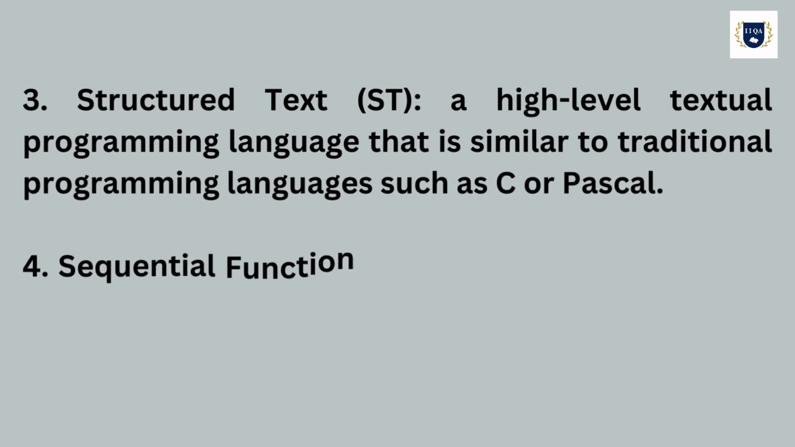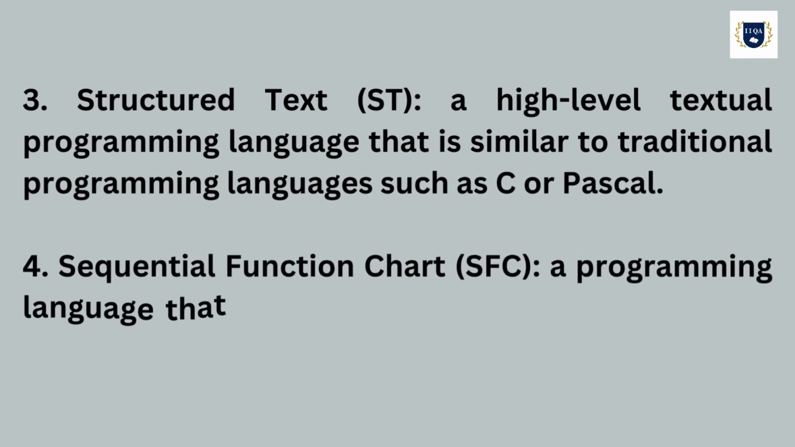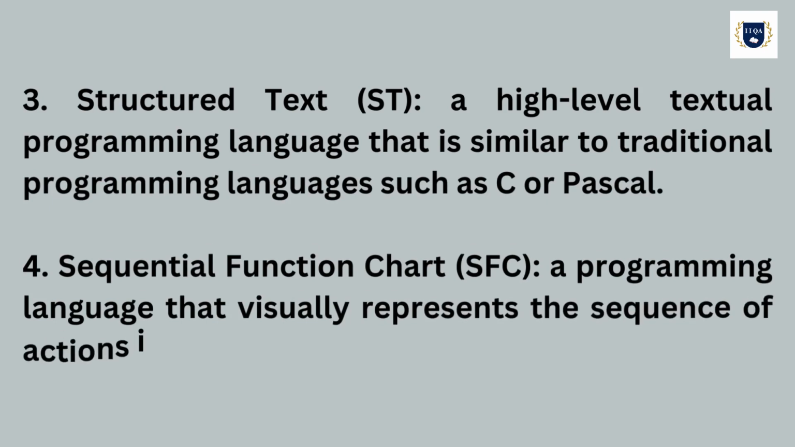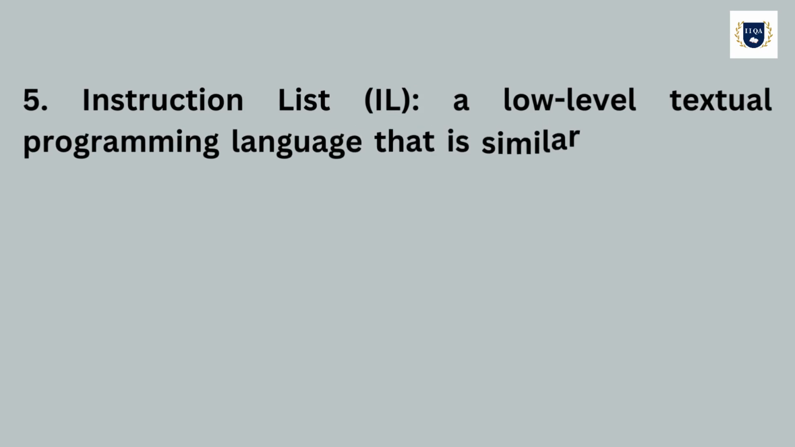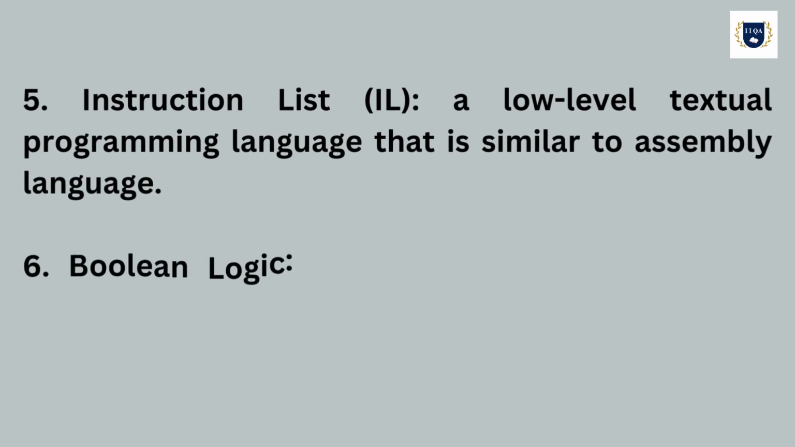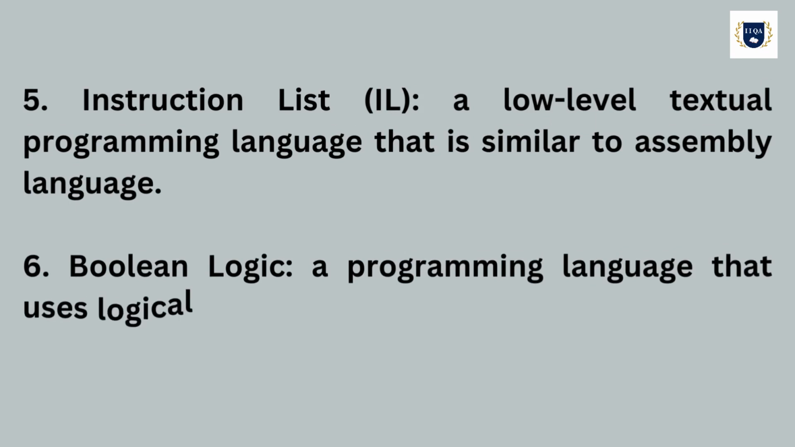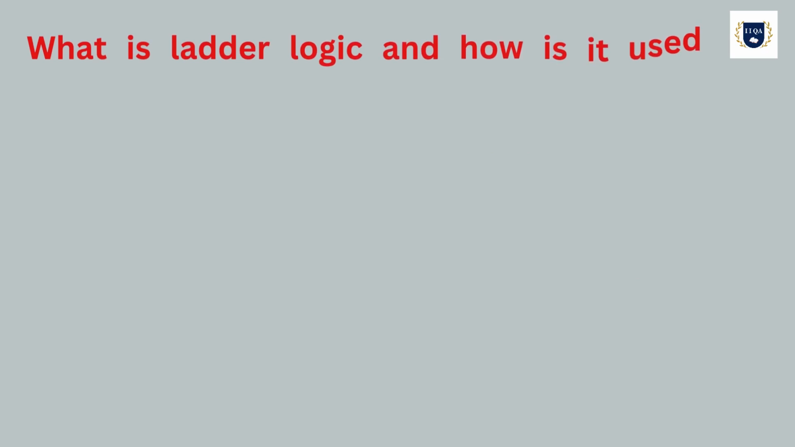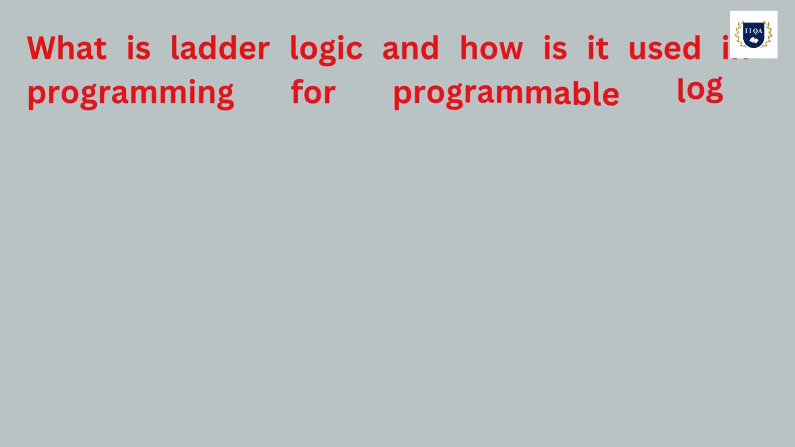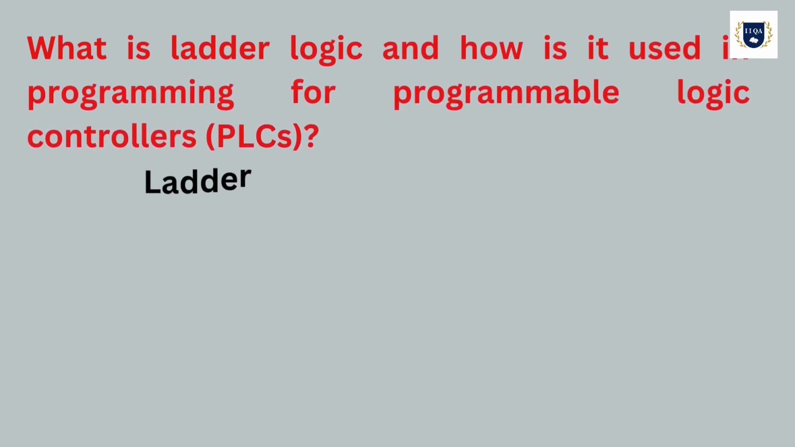Pascal. 4. Sequential function chart, SFC, a programming language that visually represents the sequence of actions in a control system. 5. Instruction list, IL, a low-level textual programming language that is similar to assembly language. 6. Boolean logic, a programming language that uses logical and relational operators to control the behavior of a system. What is ladder logic and how is it used in programming for Programmable Logic Controllers, PLCs?